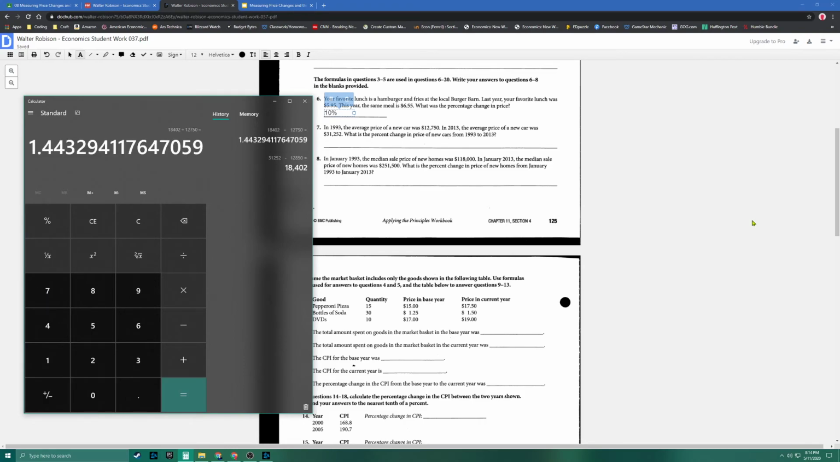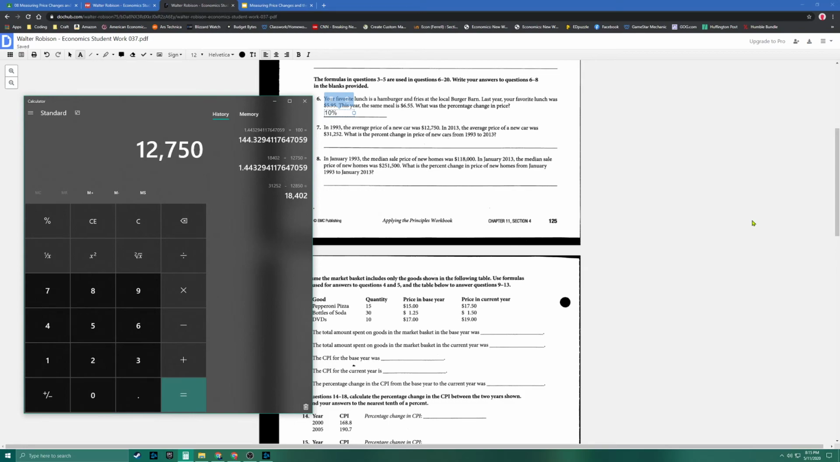So we get 1.44329. You can see it. Multiply that by 100. And that gives us 144.3. Okay. And it wants us to give the percentage numbers. And so what you are responsible for putting down would be 144.3%. Let me check my math though.